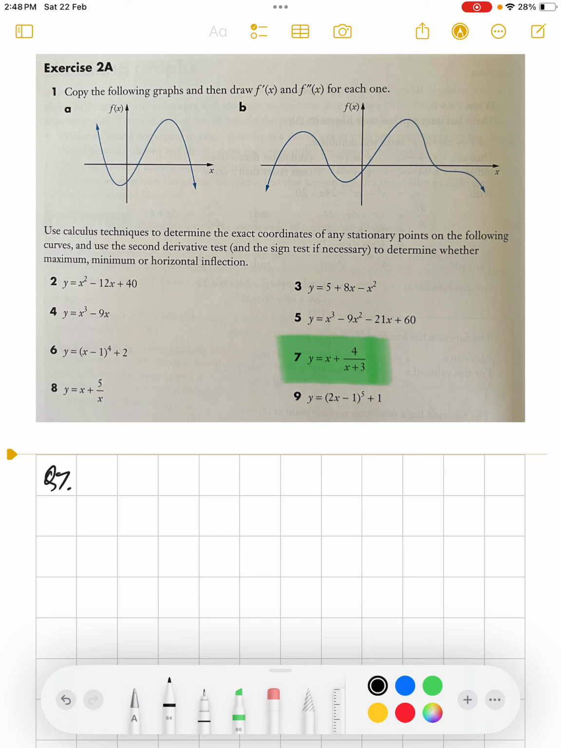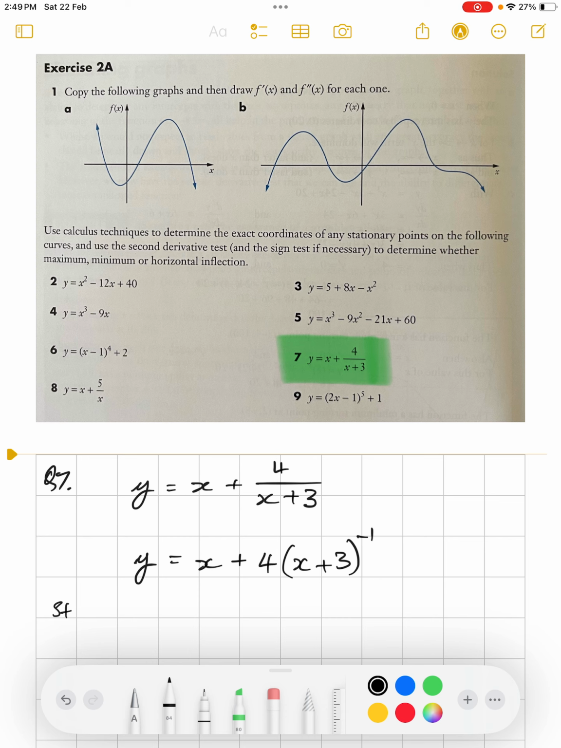Use calculus techniques to determine the exact coordinates of any stationary points of the following curves and use the second derivative test to determine whether maximum, minimum or horizontal inflections. So I've got this equation y equals x plus 4 over x plus 3. And so I'm just going to get this ready for derivative. It's going to be 4 times x plus 3 to the negative 1.